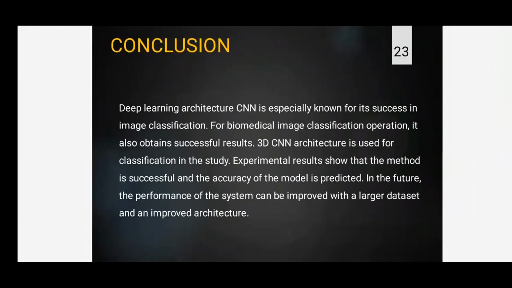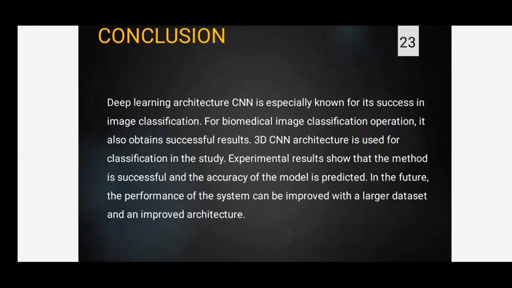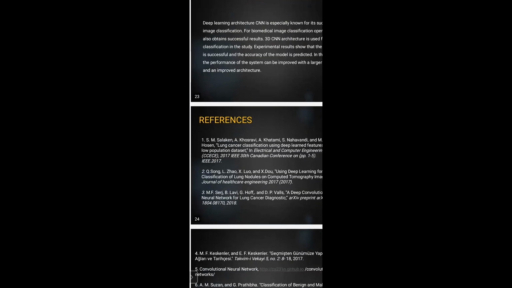And conclusion: deep learning architecture CNN is especially known for success in image processing and classification, and for biomedical image classification it has also obtained successful results. 3D CNN architecture is used for classification in this study. Experimental research shows that the method is successful and the accuracy of the model is acceptable. In the future, the performance of the system can be improved with a larger dataset and an improved architecture. And these are the references that I used.